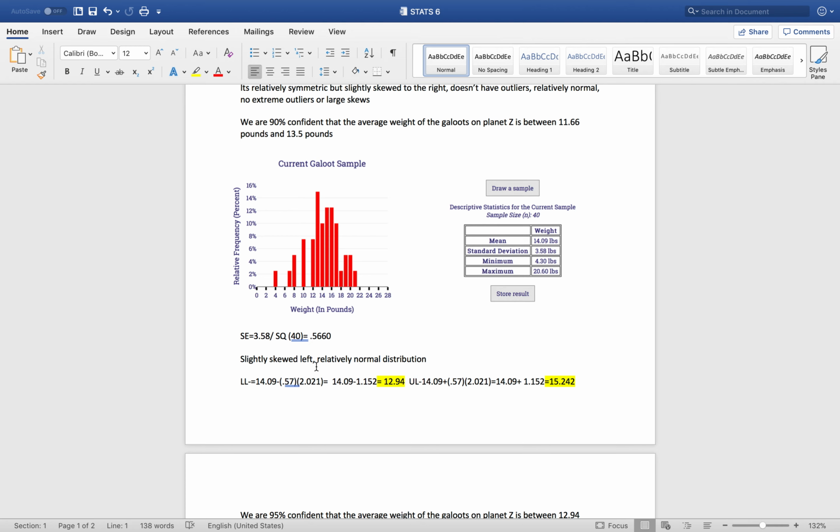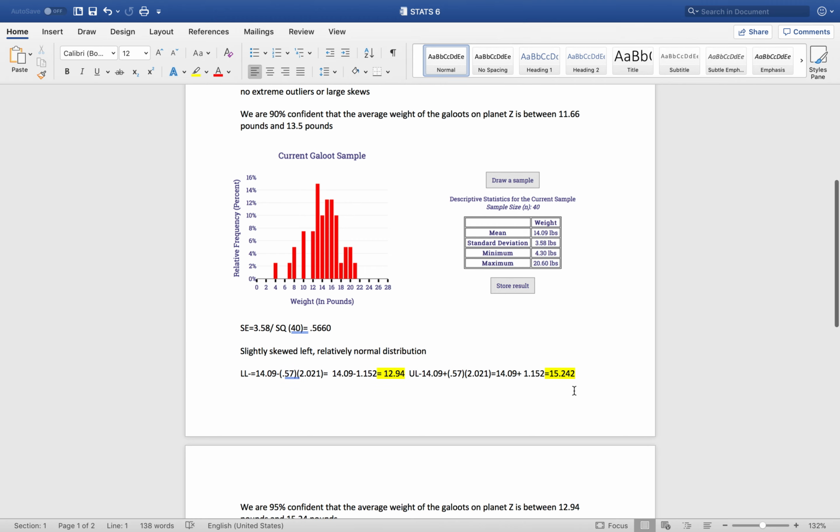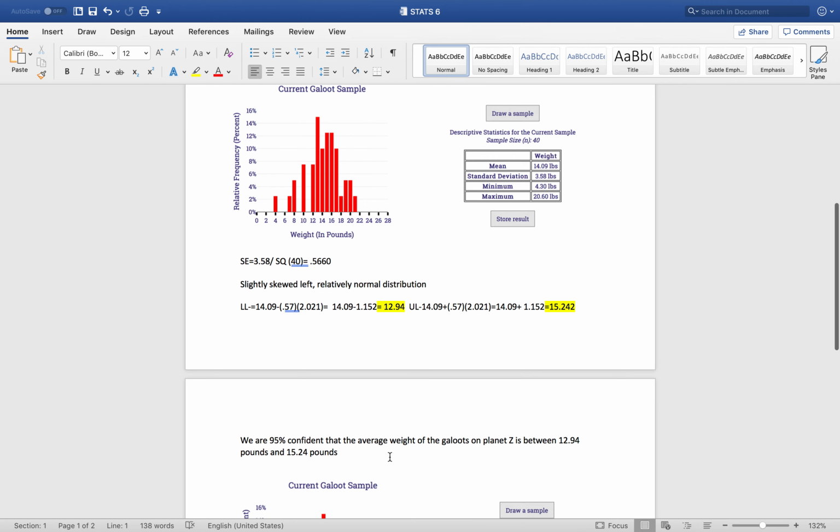0.5660. I said that this is slightly skewed left, relatively normal distribution. If anything, I might say 4 might be a slight outlier, but it's not a major outlier. Here I show more of what I did for my lower limit. I got 12.94. I looked up this value on a t-table, and you can see how I did my math, and I got 15.24 for my upper limit. So we are 95% confident that the average weight of the Gallups on planet Z is between 12.94 pounds and 15.24 pounds.